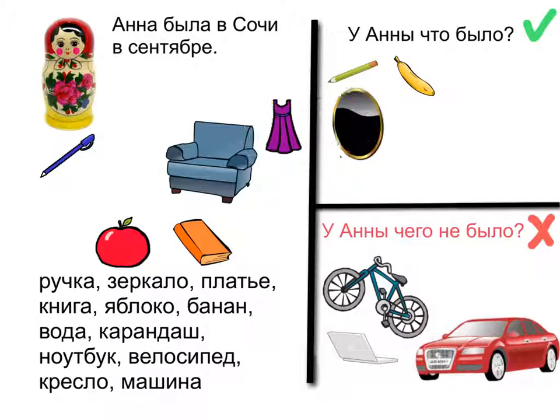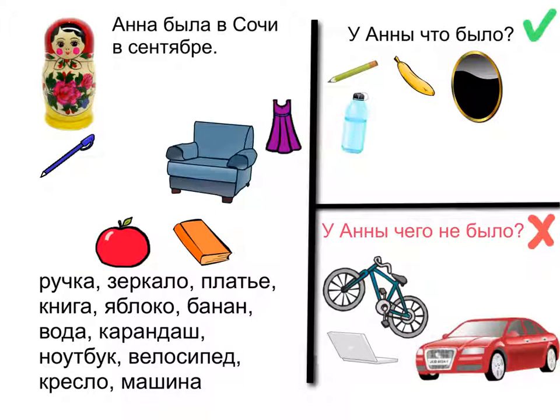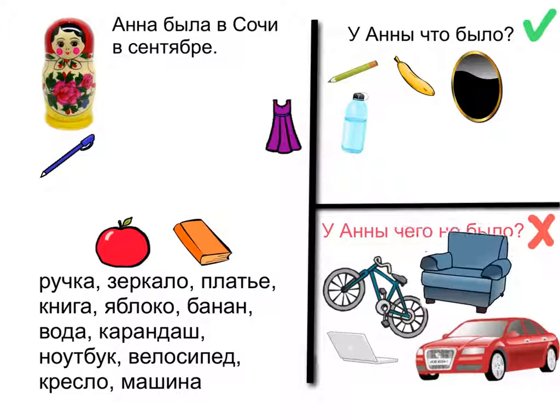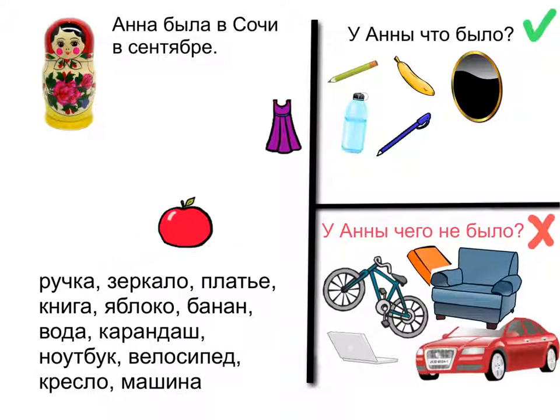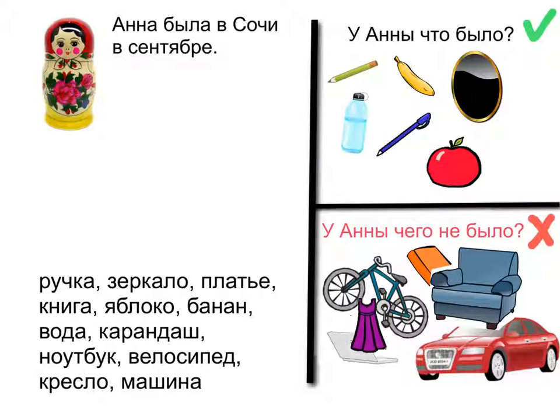У Анны было зеркало, но не было кресла. У Анны была ручка, но не было книги. У Анны было яблоко, но не было платья.